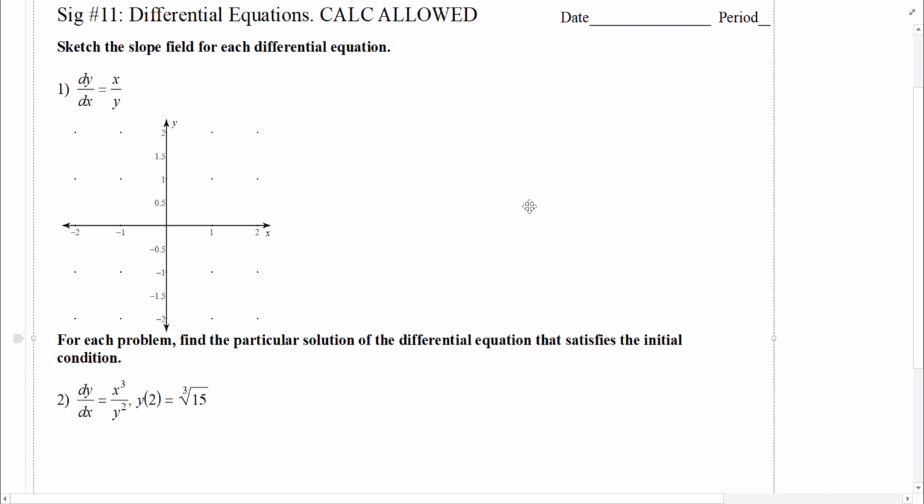Hi everybody. Here's SIG 11, which is on differential equations, right? This is the one that we were working a lot with the FRQs. A calculator is allowed for this, although I don't think you're going to need it very much.